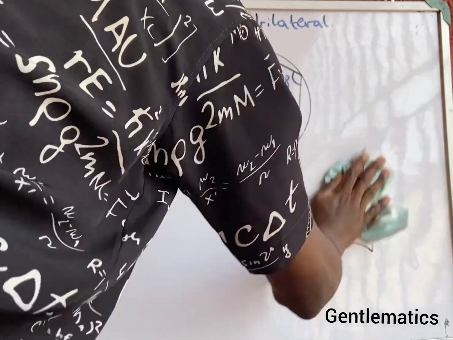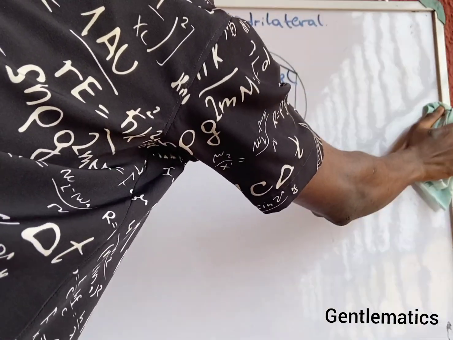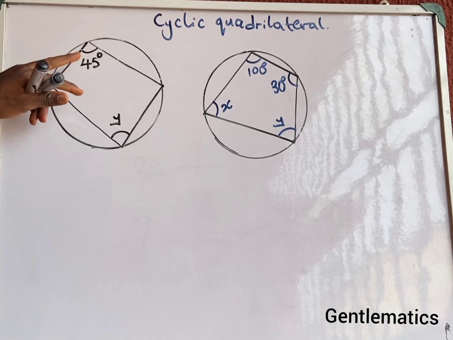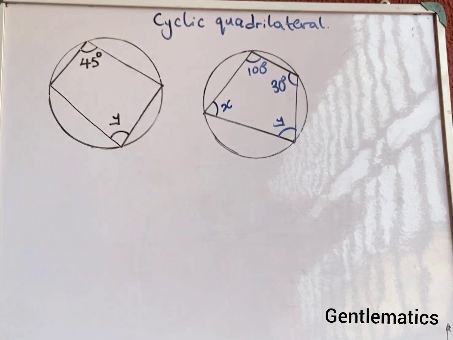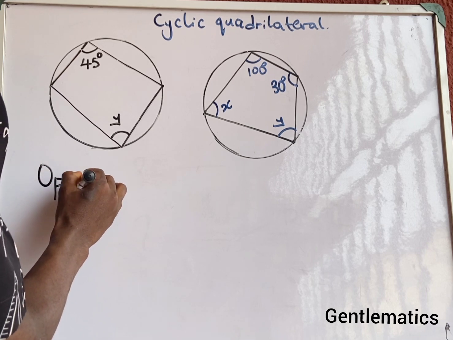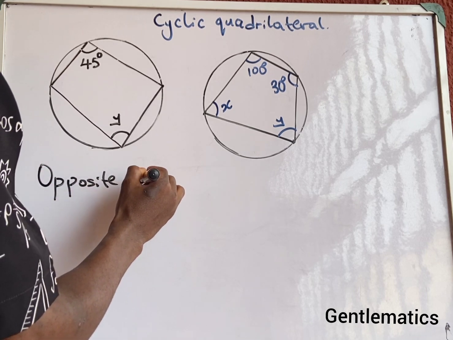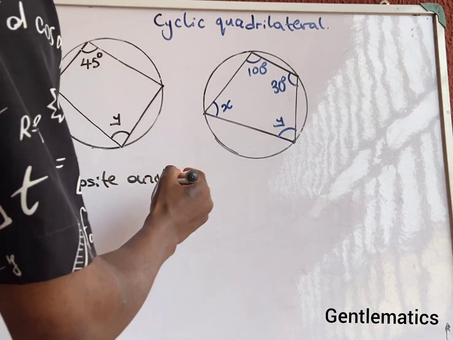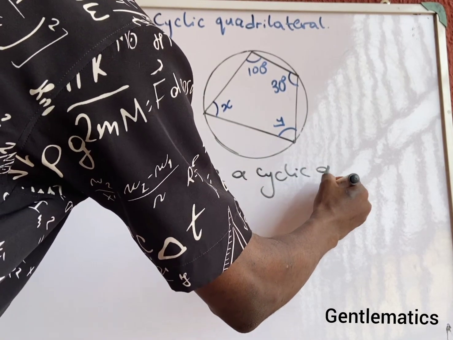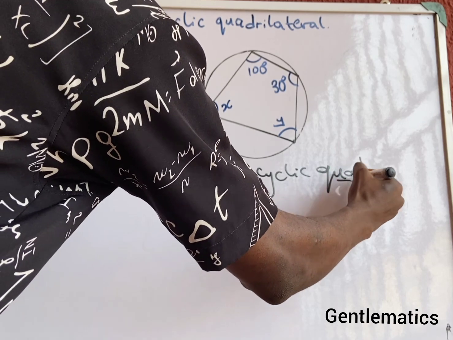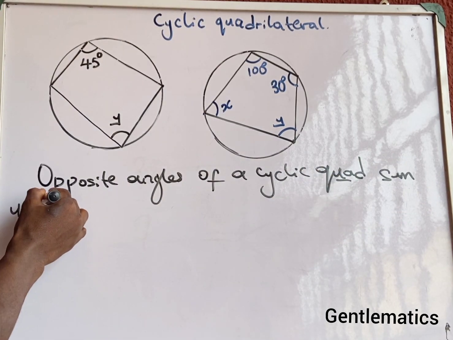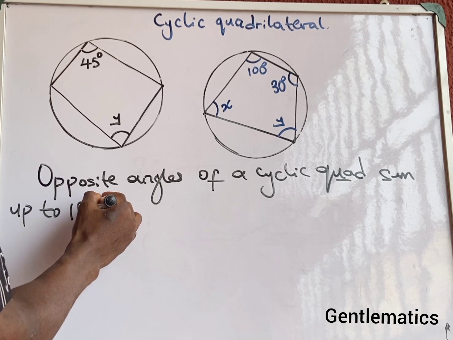Let's clean and solve. Okay, sorry for that. So let's solve. There's a theorem that says opposite angles of a cyclic quadrilateral sum up to 180 degrees.